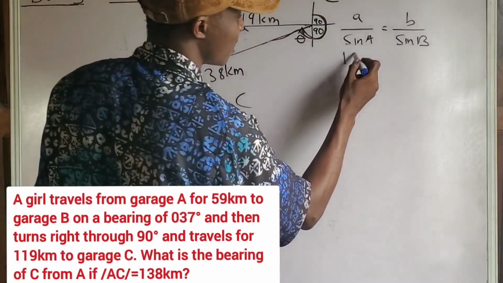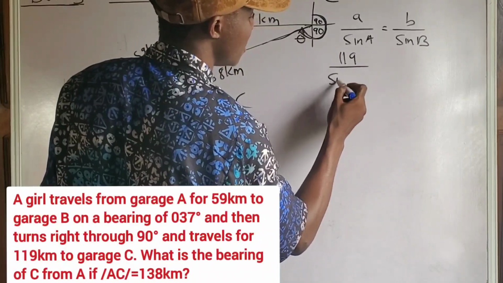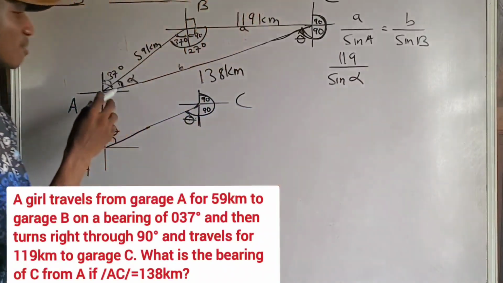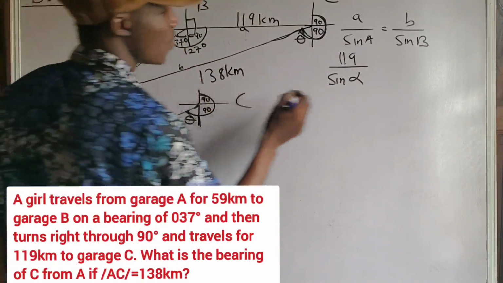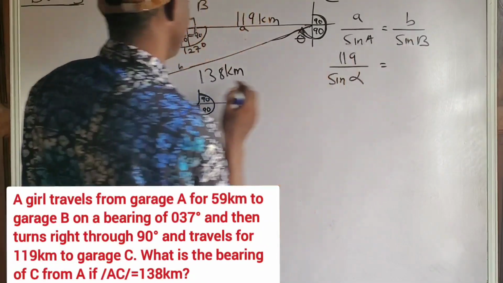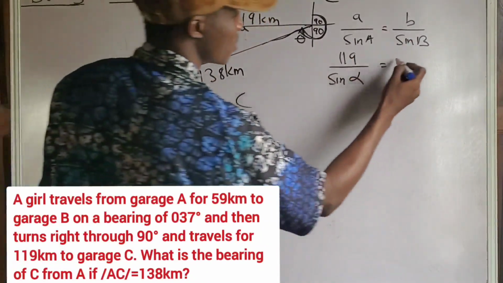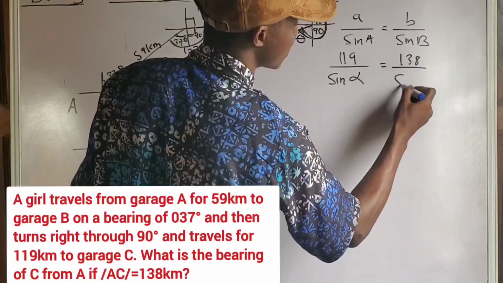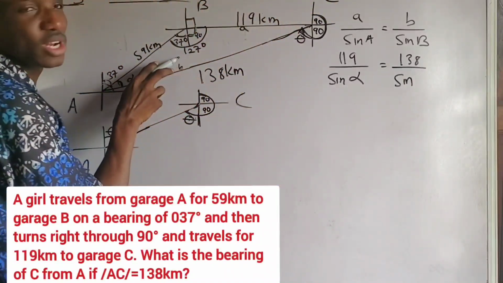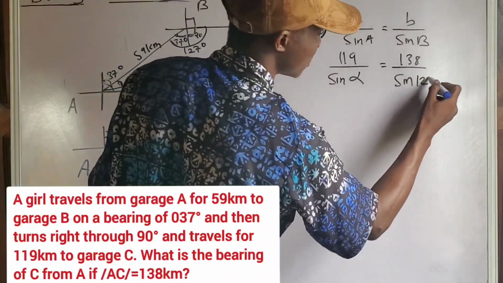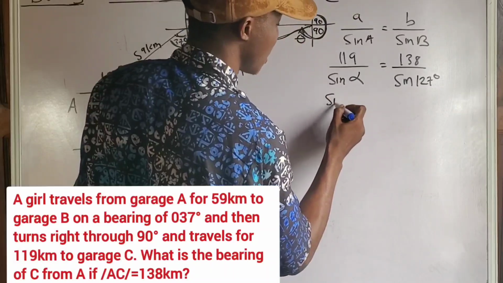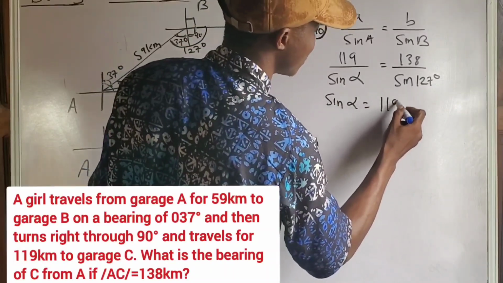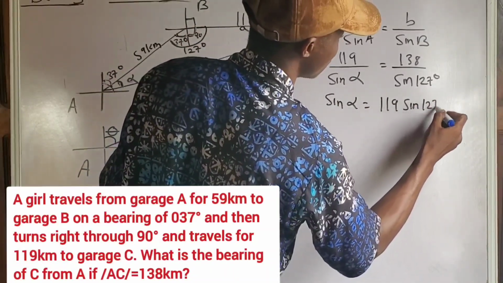A is 119 km, so 119 all over sine A. Instead of A, I'm going to call it alpha. So sine alpha equals, b is 138 km, so 138 all over sine B. B is 127 degrees, so 138 over sine 127 degrees. Okay? Sine alpha is equal to 119 sine 127 degrees.